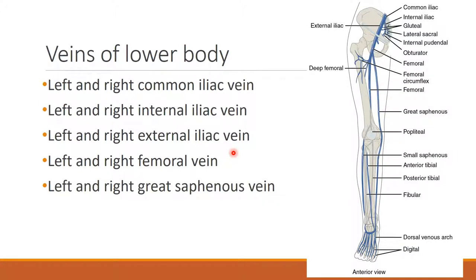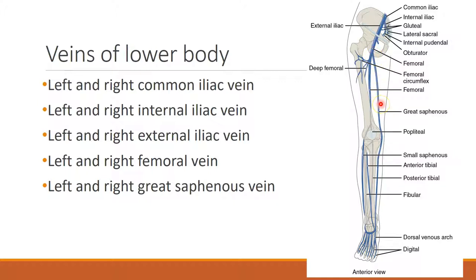All right, let's finish up by looking at the veins of the lower body. Let's imagine that we're in the thigh. If we're in the superficial thigh, we'll most likely get drained by a vein called the great saphenous vein. It's a huge, long vein. It's the longest vein in your body. It actually extends all the way down to the foot. So, the great saphenous vein, which again is the longest vein in your body, extends from your foot all the way up the leg, all the way up the thigh.